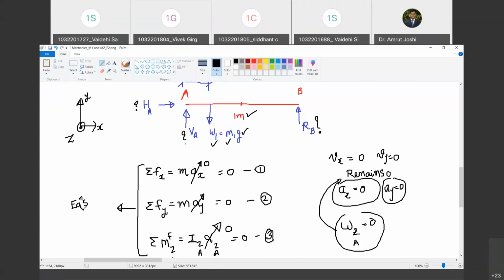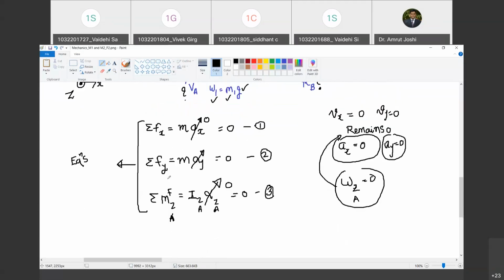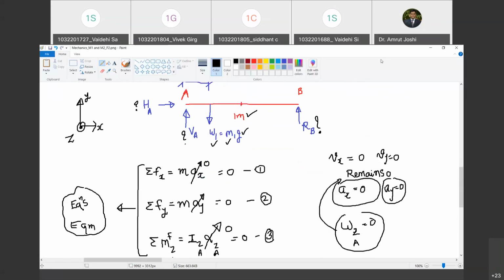What are the equations of equilibrium? Summation Fx equal to 0, summation Fy equal to 0, and the summation of moments of all the forces about the z-axis passing through the point under consideration is 0. These three collectively are called the equations of equilibrium. Are you with me? Yes, sir. So what is our notion of equilibrium? What do we mean by equilibrium? Can you tell me now?